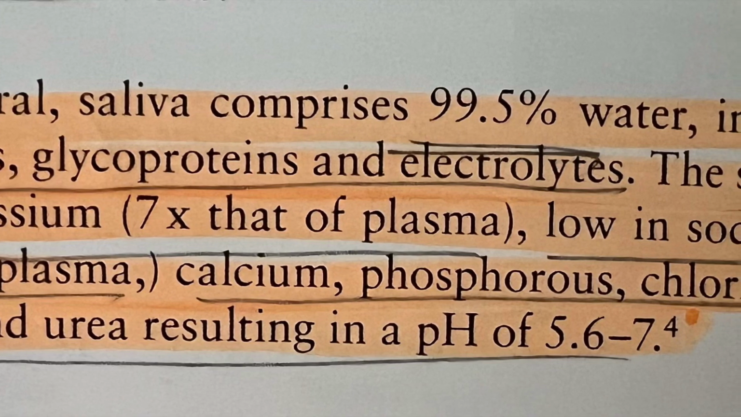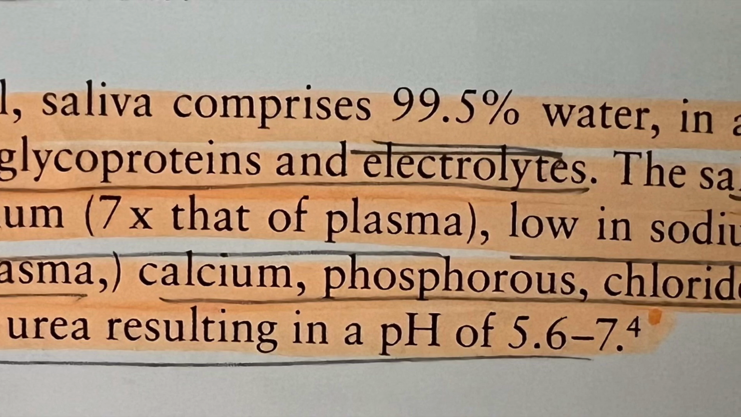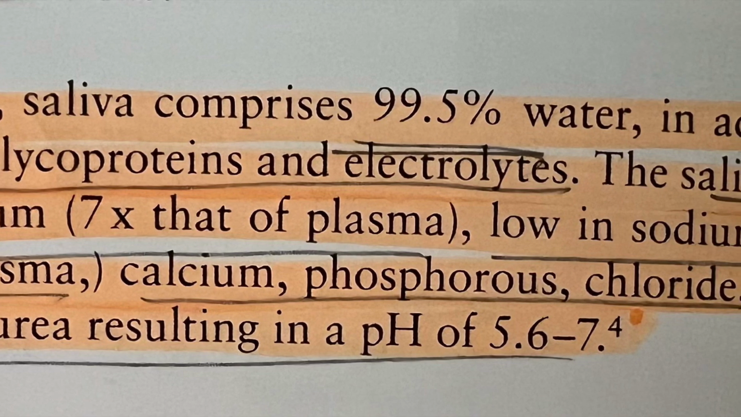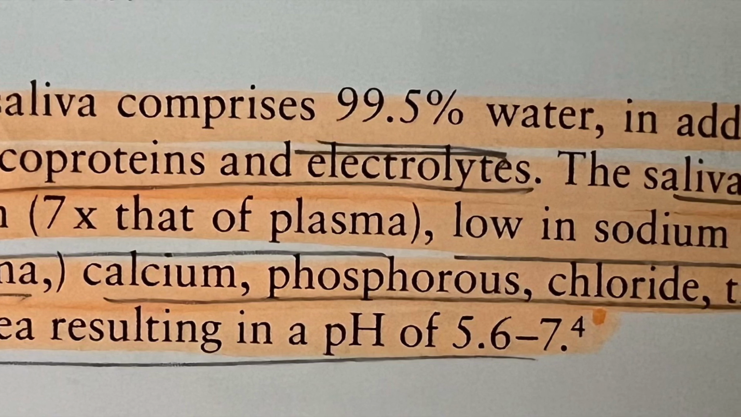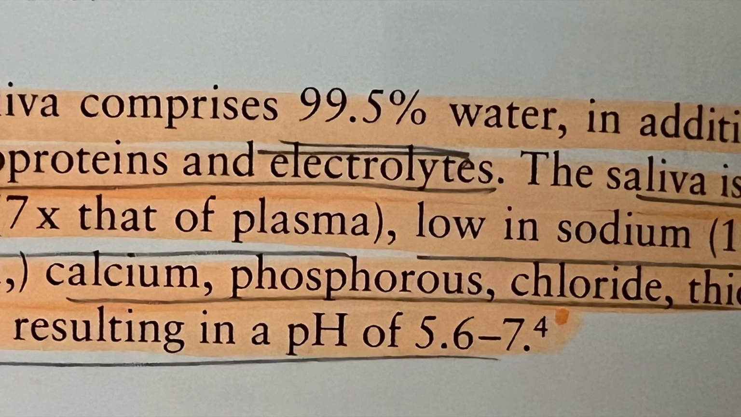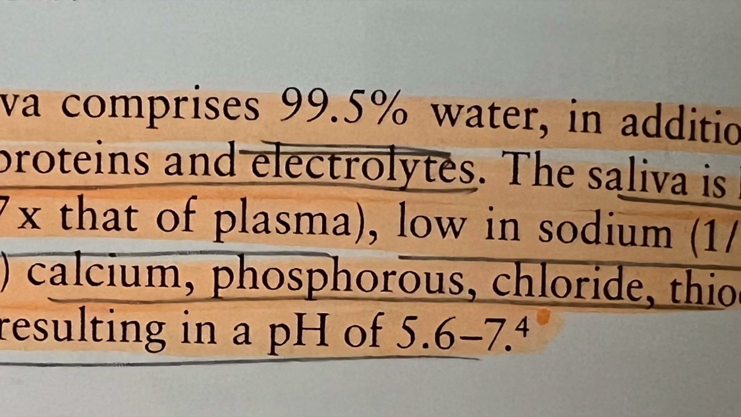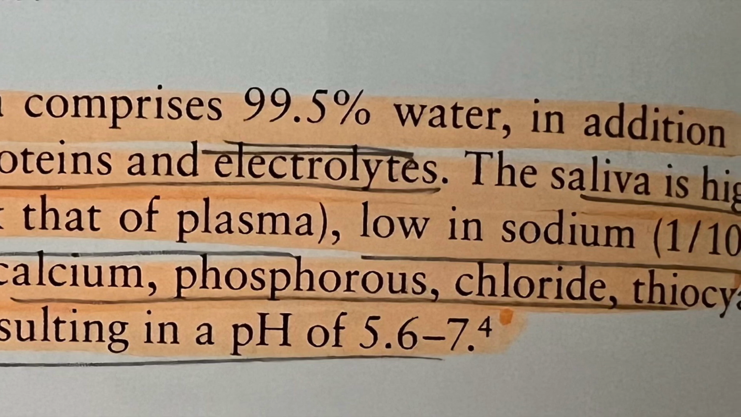having potassium ion about 7 times the plasma and sodium ion about 1/10 of the plasma. Calcium and growth factor are main components of the saliva. The pH of saliva is between about 5.6 and 7.